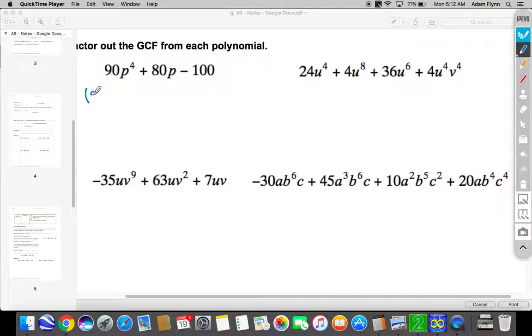So I'll rewrite my first term as 9 times 10 times. Now I'll move on to my variables. I've got p to the fourth, p, and nothing there. So I know p will not be a part of my greatest common factor, so I can just leave it as p to the fourth. Plus 8 times 10 times p, minus 10 times 10.